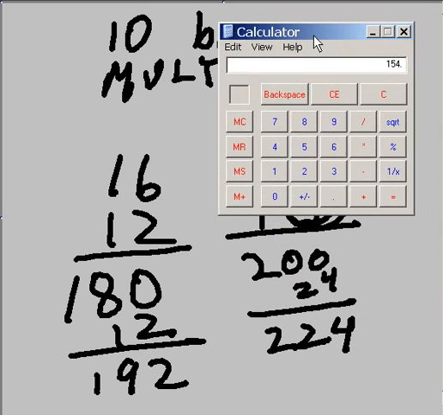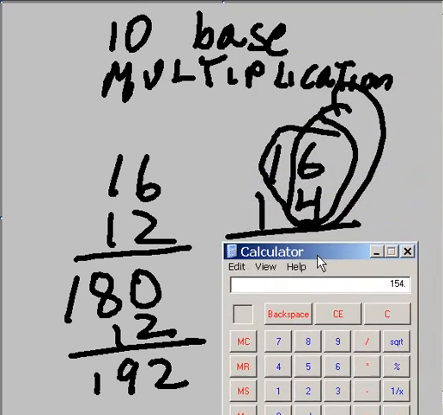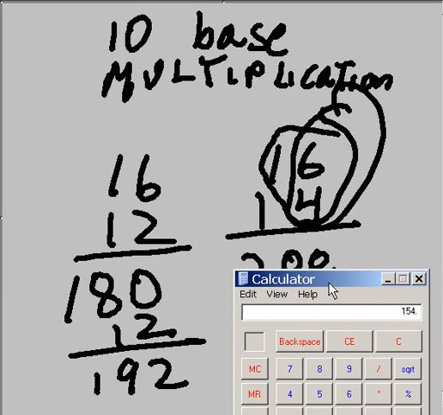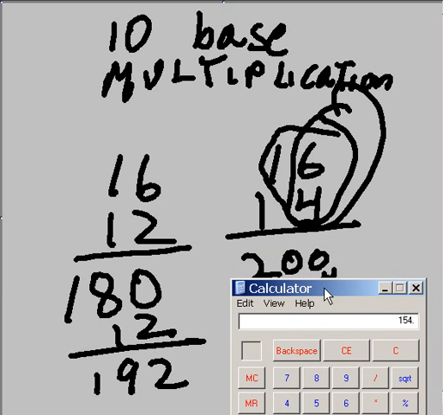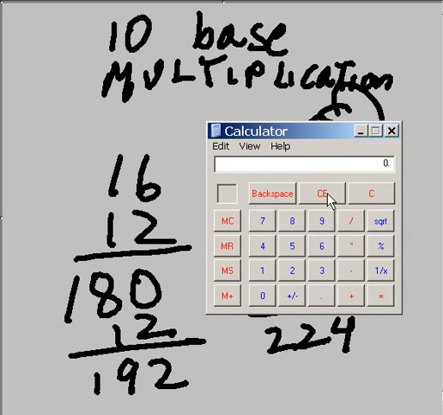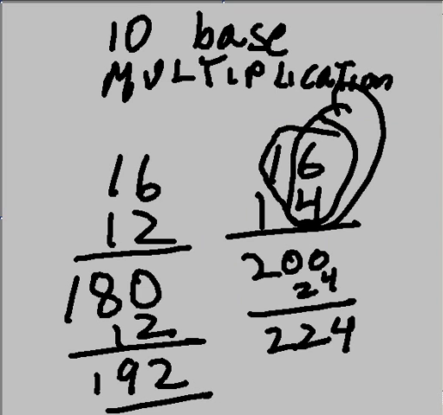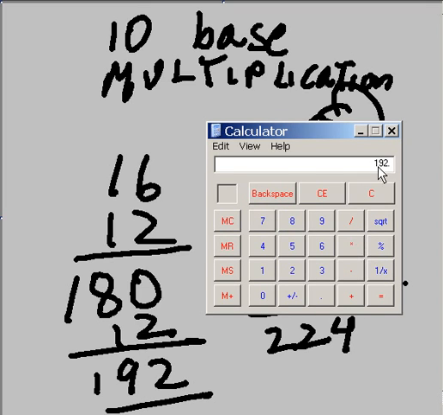Let's do 16 times 12 first. That looks ugly. Okay, 16 times 12. 16 times 12 equals 192. And we got it. Next one. 16 times 14. 16 times 14 equals 224. Yes, that's what we get. 224. We are bad. Bad to the bone.